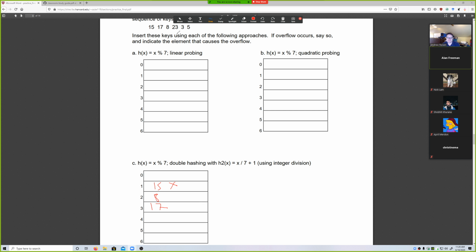23 tries to go into index 2. So instead, what we're going to do with 23 is x divided by 7, which is 23 divided by 7 is 3. Plus 1 gives us 4, so we'll put 23 over here. So that's what double hashing is.